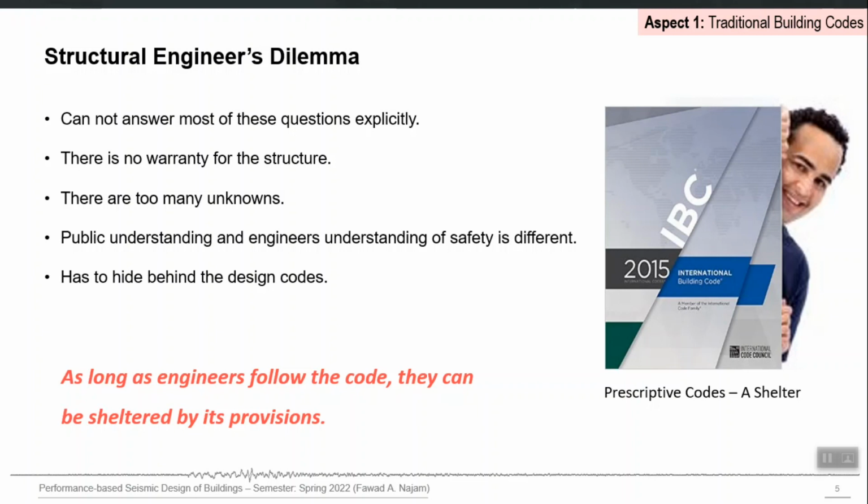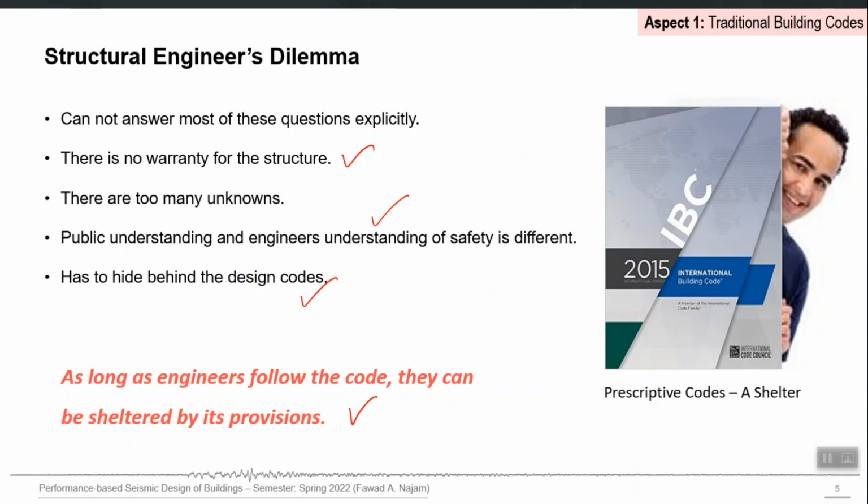Let us first accept this as a starting point, right. There is no warranty for the structure which we can give, and there are too many unknowns. We cannot actually give a warranty in this scenario. Public understanding and engineers' understanding of safety is different, right. And ultimately we have to hide behind these building codes. The traditional building codes which are enforced through law in a particular situation or in a particular area, right. So, as long as we follow the code, we can be sheltered by its provisions.